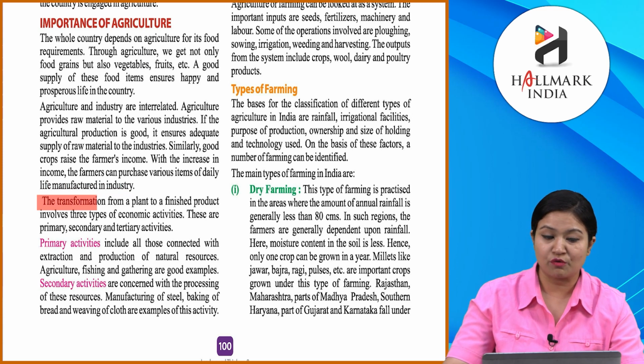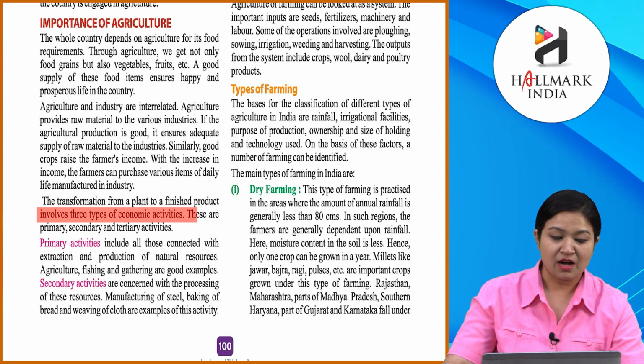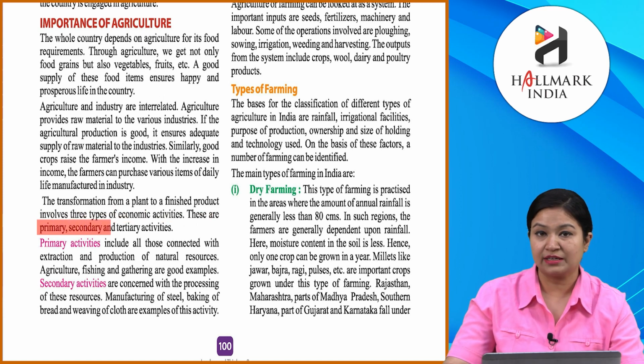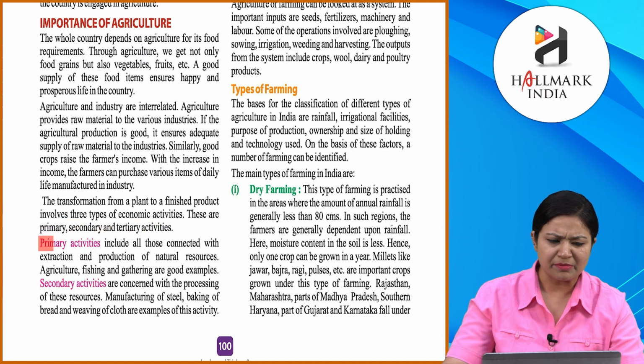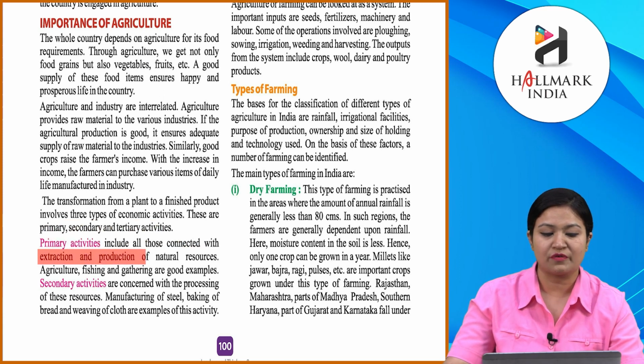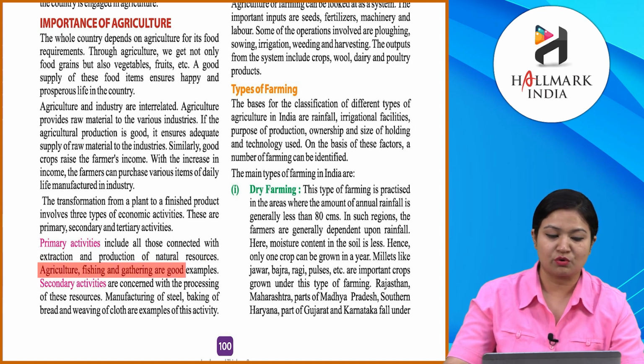The transformation from a plant to finished product involves 3 types of economic activities. These are primary, secondary and tertiary activities. Primary activities include all those connected with extraction and production of a natural resource. Agriculture, fishing and gathering are good examples.